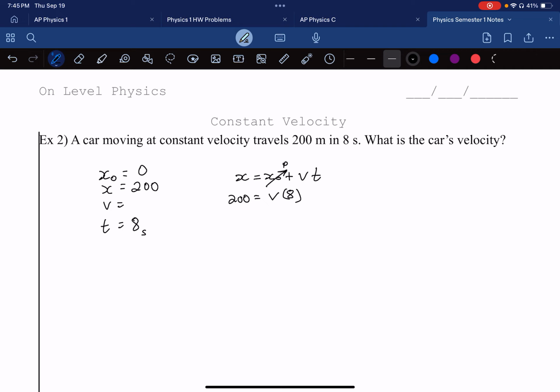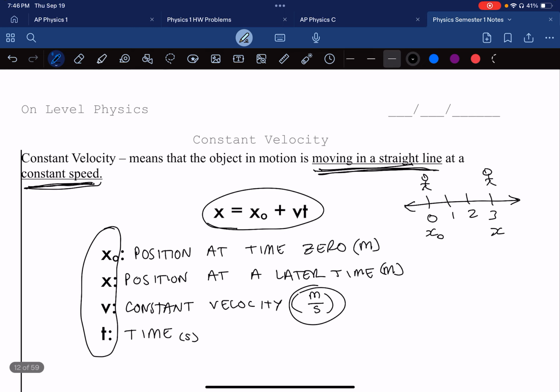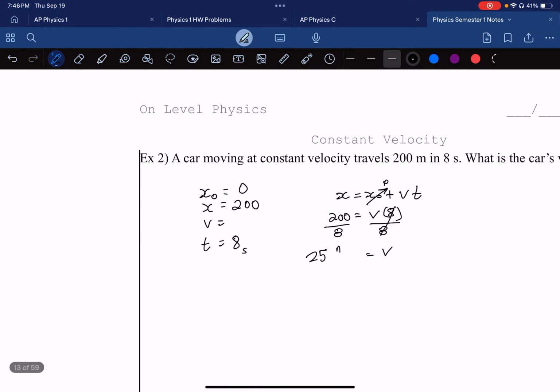To solve this for V, we need to isolate V, and so we need to get rid of the 8. What we do is we divide it, and that's just algebra. Okay, let's see here. 200 divided by 8 sounds like 25 to me. It is late in the day and I am very tired. So let's grab that calculator. And it is 25 indeed. So we will write 25 as well as the units for velocity, which is meters over seconds.